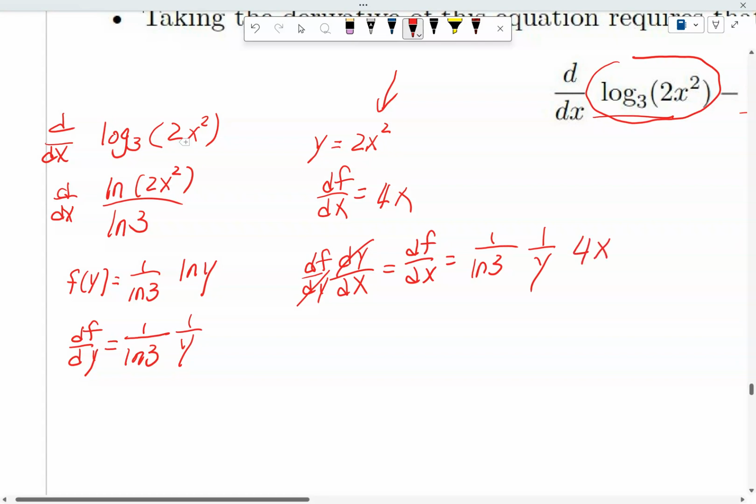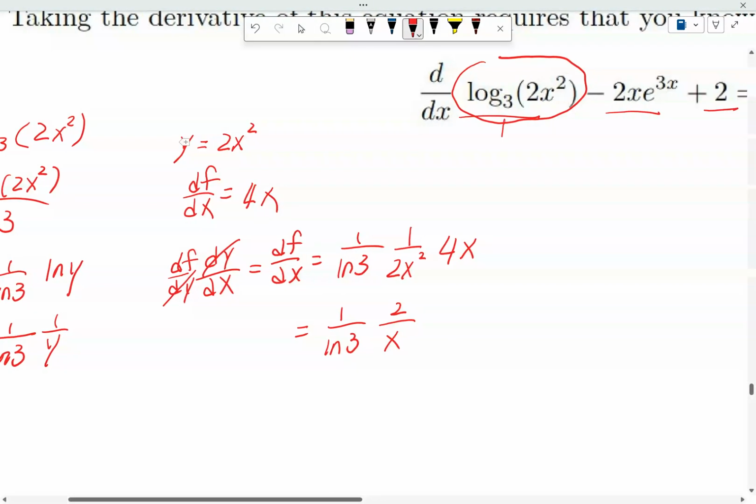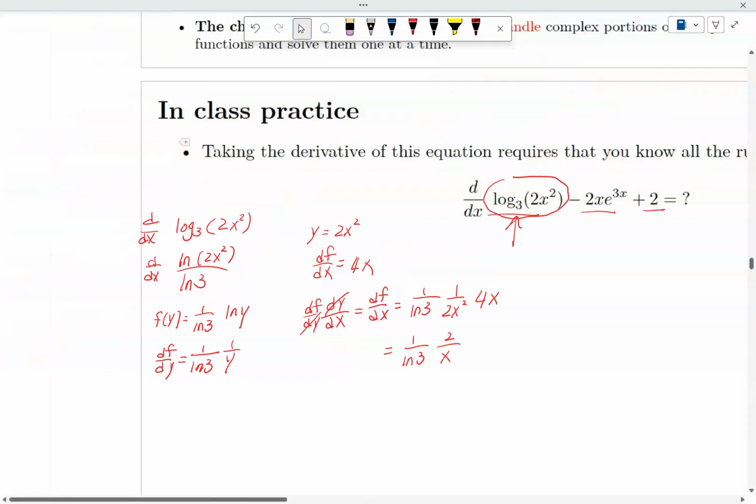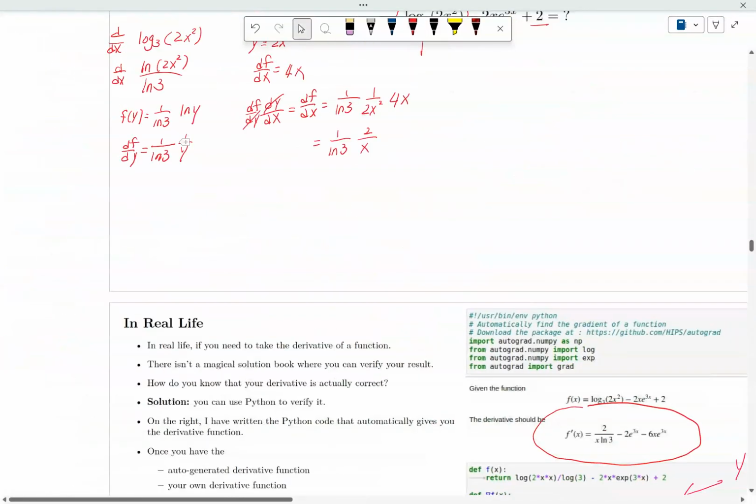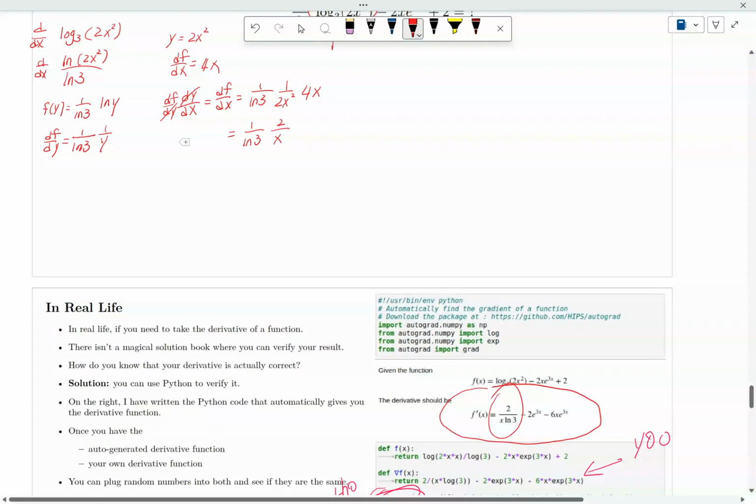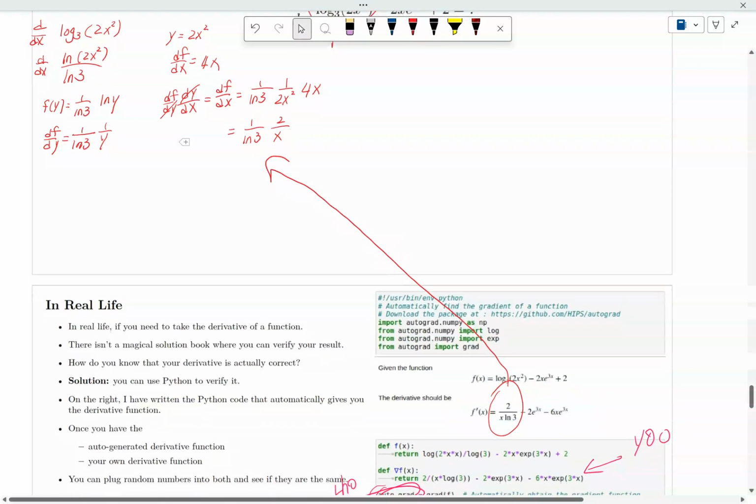So what was y? Y was right here. So I'm going to replace that with 2x squared. This gives us 1 over log of 3 times 2 over x. Okay? So this is how I get the derivative of the first term. In the next page, I actually show you the solution. So you can see that the solution is indeed what I just wrote. Okay? They're the same. So now that we got the first term, let's work on the next term together.